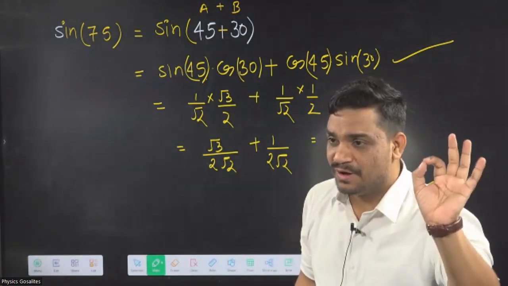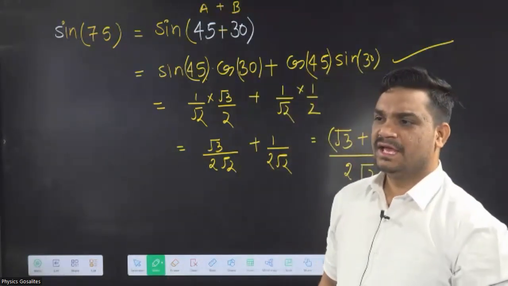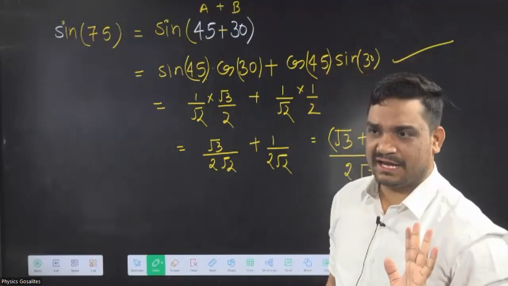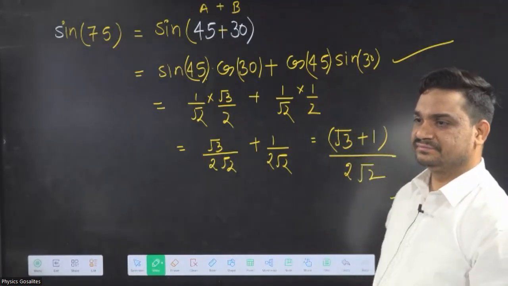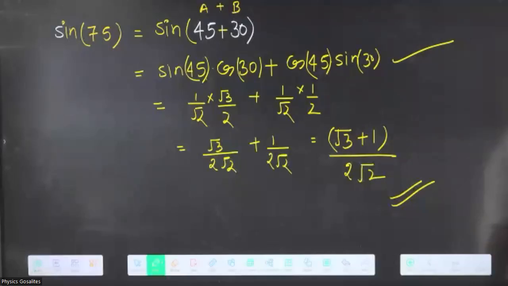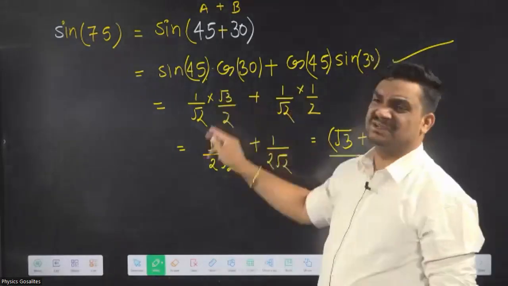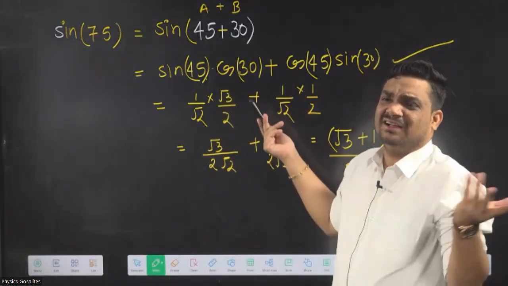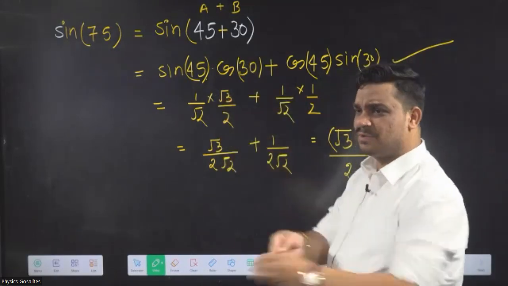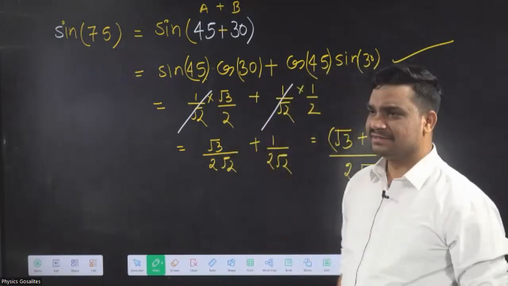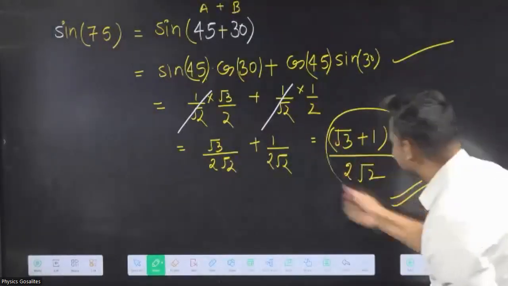Whoever is asking, sir, can I do? One thing I'm saying again: if the answer comes, it means you are doing it correctly. If it is not coming, of course, whatever you are thinking is wrong. In this 1 by root 2, 1 by root 2, how can I cancel this 1 by root 2, 1 by root 2? What logic is going on? You are saying, okay, no problem, I will cancel. Cancel, okay? Happy? Happy, cancelled. But the answer is this.